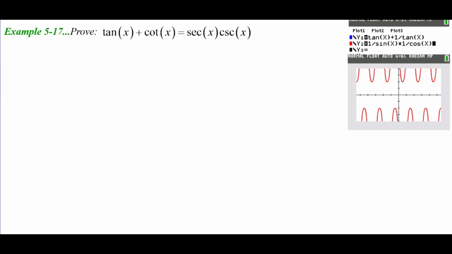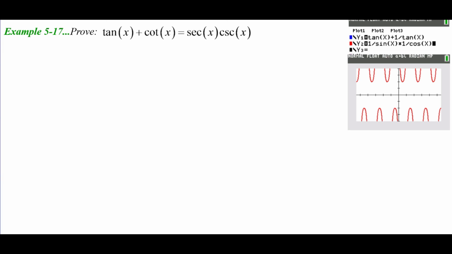All right, so let's take a look at this one. We're going to prove tangent of x plus cotangent of x equals secant of x times cosecant of x. First I graphed this just to prove to you that it is an identity statement. Remember, an identity statement is a statement that is true regardless of what value we put in for x. So when we graph an identity statement, both sides of the equal sign will give me the exact same graph. You can see here we got the same graph.